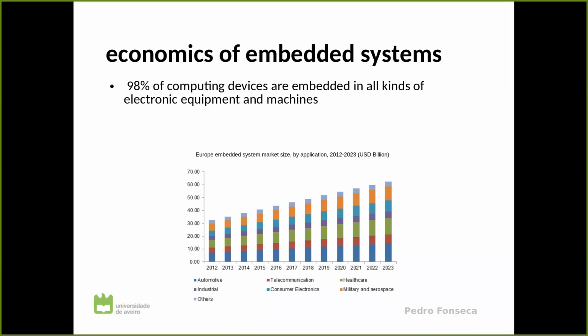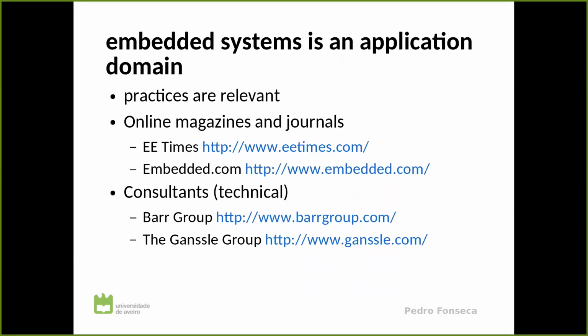So notice that we are in an engineering degree, so we must always consider that we are developing things for society and for people individually to use. And we must always take care of that. And finally, embedded systems is an application domain, and that will also help to contextualize many things that we will talk about in this embedded systems module, which is that practices are relevant. It's not only what we do, it's how we do it.